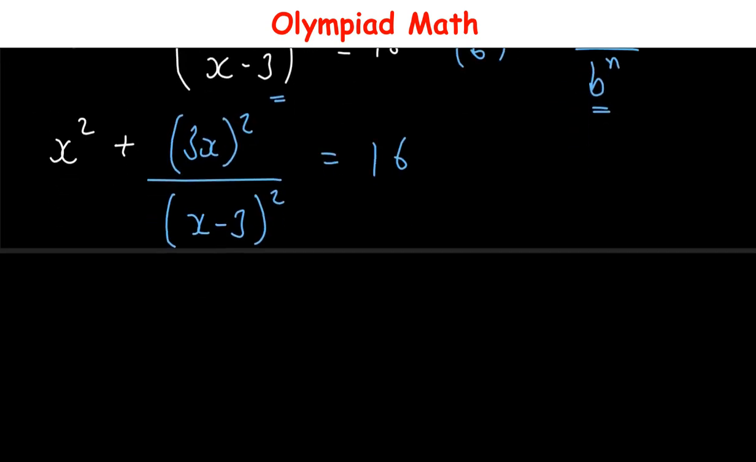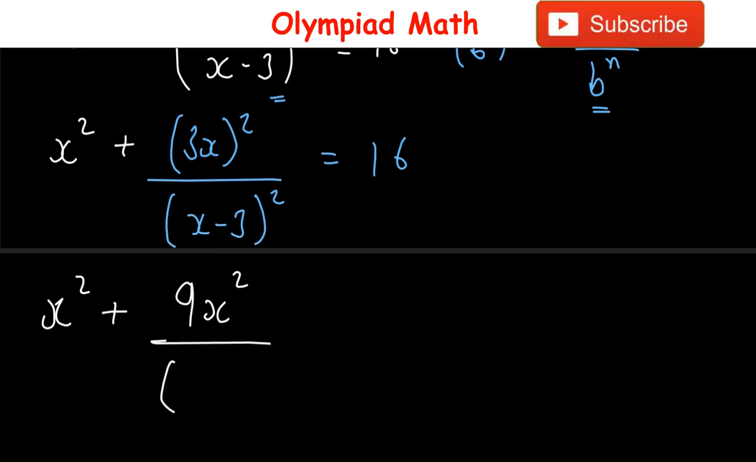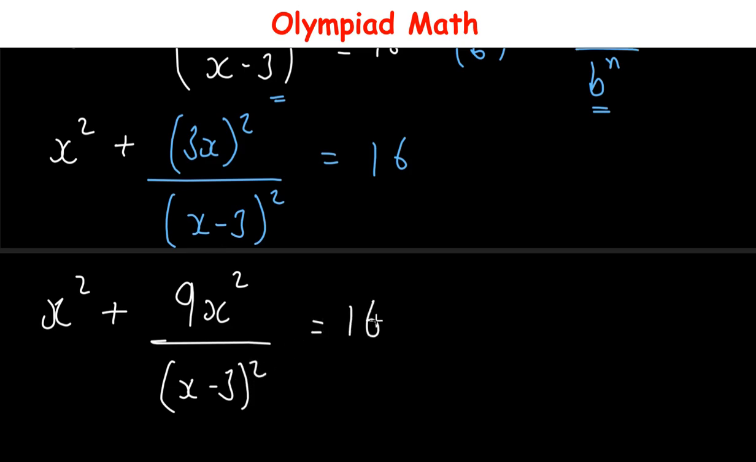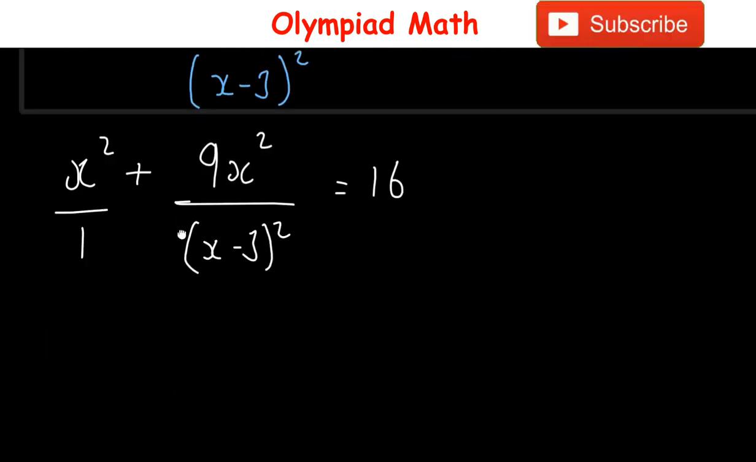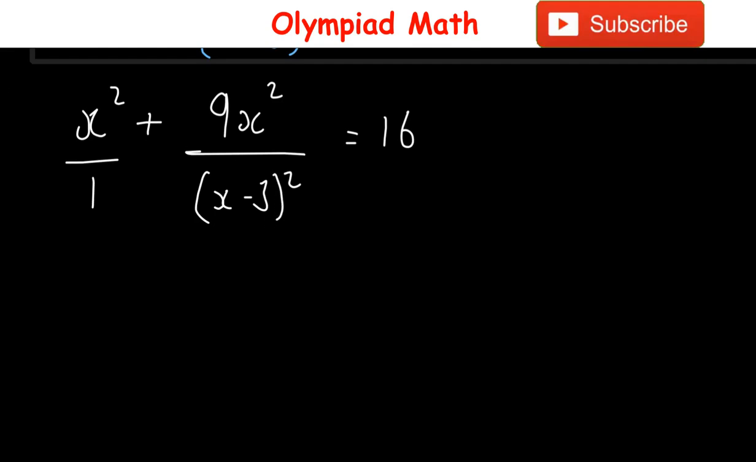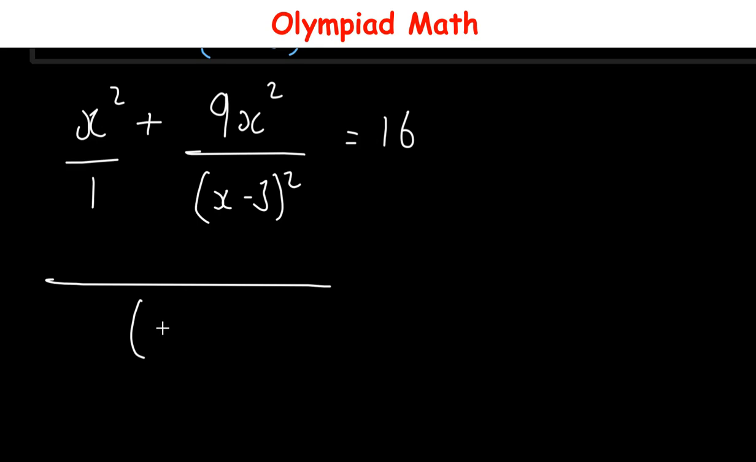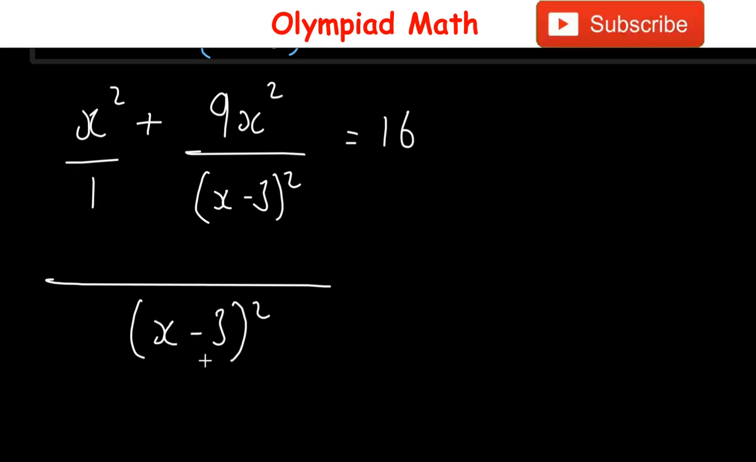So with this, we have x raised to power 2 plus 3x all squared equals 9x raised to power 2 all over in bracket x minus 3 all raised to power 2, and this equals 16. X squared can be written as over 1, and then we look for the LCM of 1 and x minus 3 all squared, which is simply in bracket x minus 3 all raised to power 2. So when we divide this, we have this. So this one will multiply x squared.